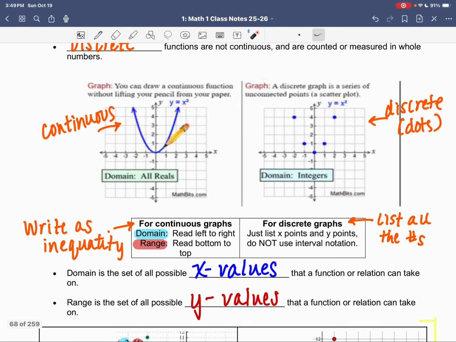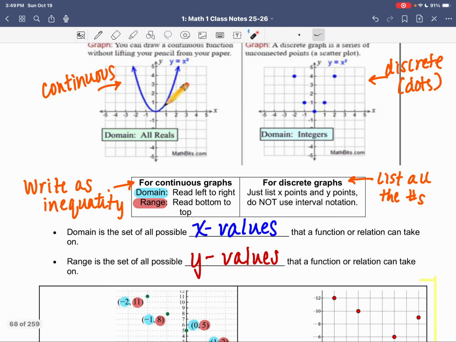So if you were to look here, this is continuous because there's no breaks, it just keeps going on and on. So this is continuous. And then this graph is individual points. So this would be considered discrete because you have your points here.